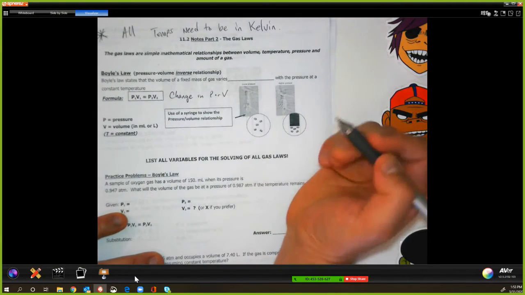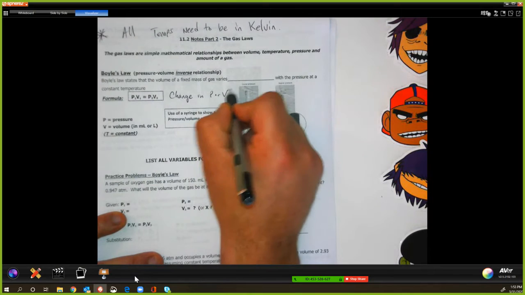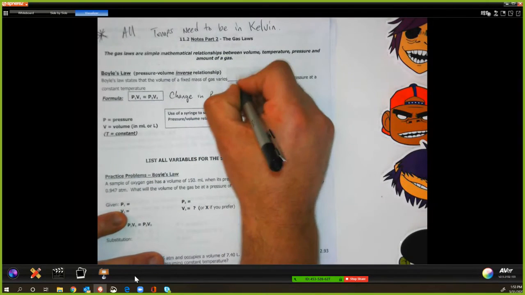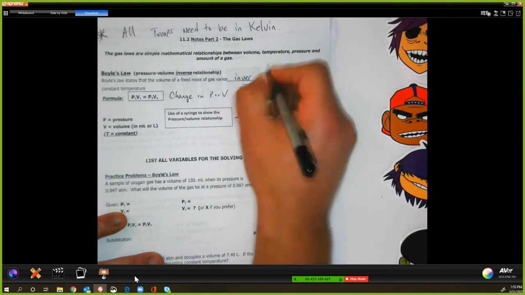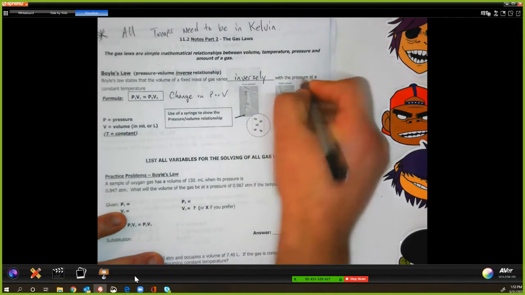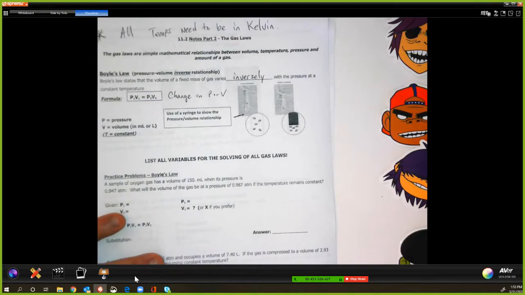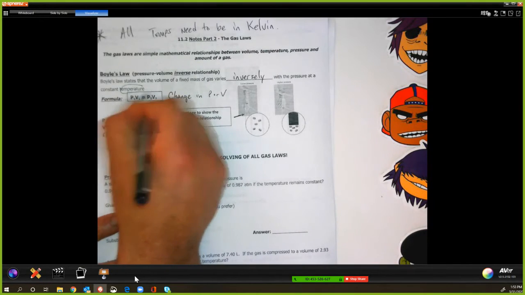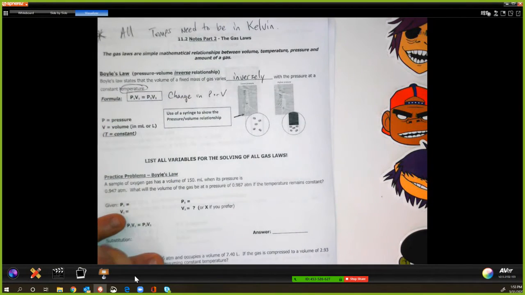of gas varies inversely with pressure at a constant temperature. So temperature is going to be your constant here, so that's why it's not in this. So you're going to assume that temperature is constant. It's the same. Okay.